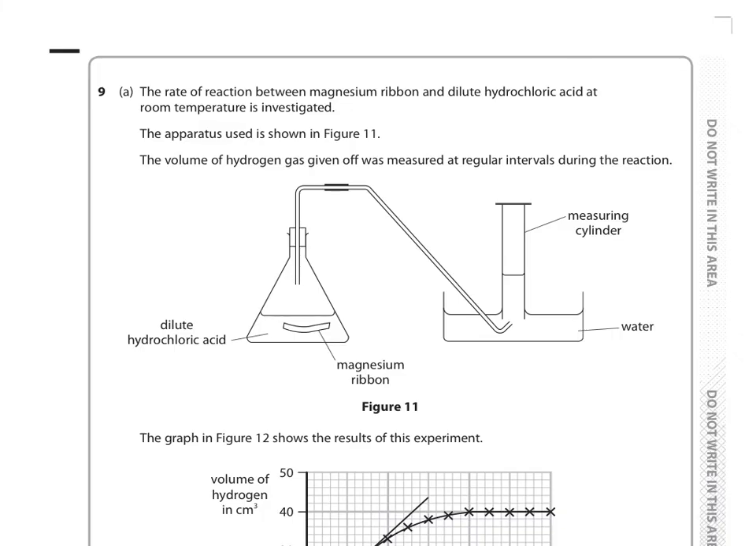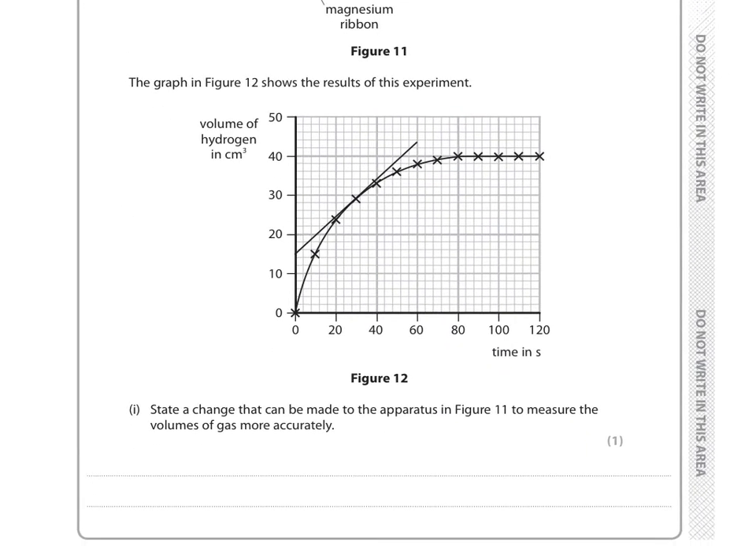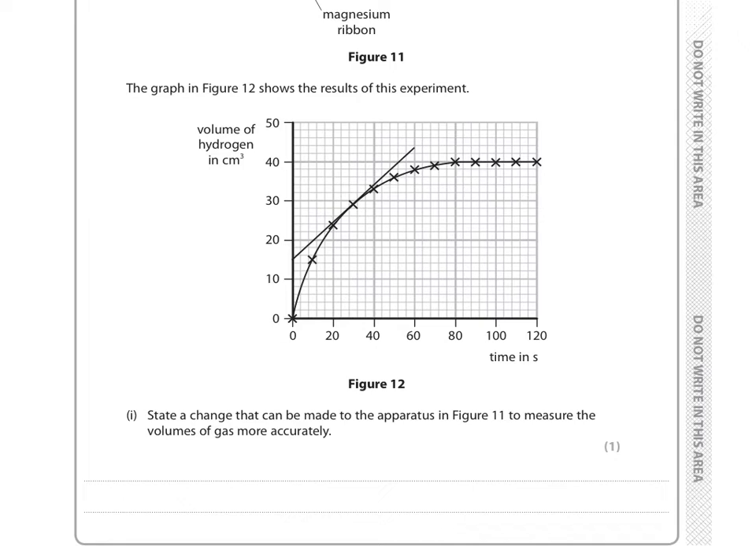Question 9 is all about rates of reaction. It says the rate of reaction between magnesium ribbon and dilute hydrochloric acid at room temperature is investigated. The apparatus used is shown in figure 11. The volume of hydrogen gas given off was measured at regular intervals for the reaction. It then gives a graph of the volume of hydrogen produced against the time, which is there.